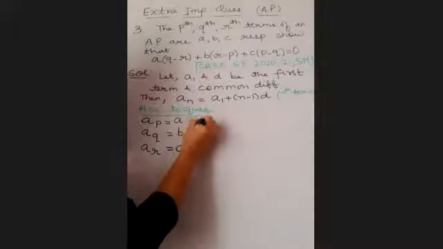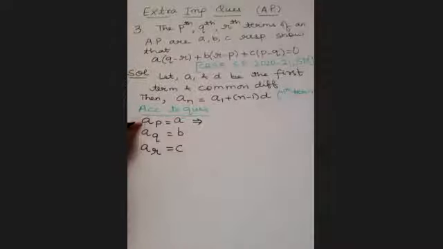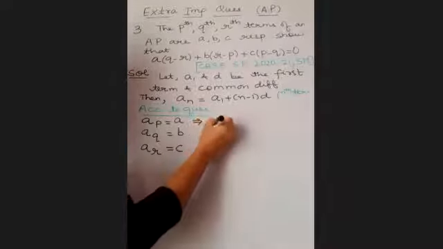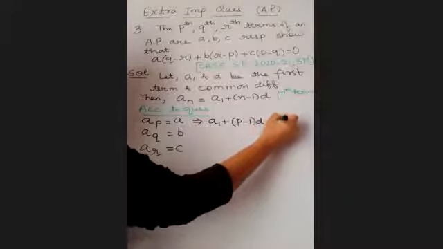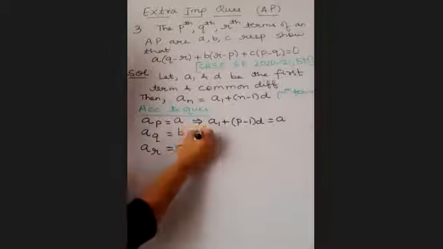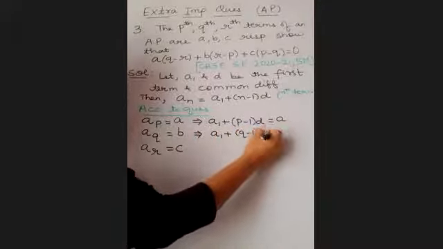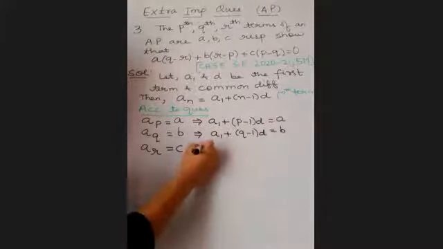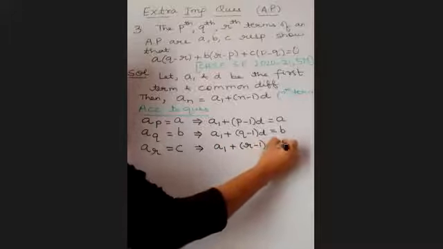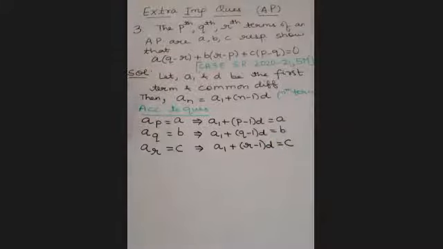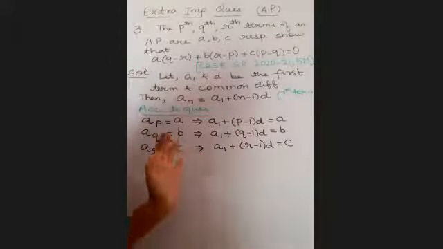Now, what does it mean? a1 plus (n minus 1)d. So how can we put ap? a1 plus (p minus 1)d. Just that the variable is being changed. Likewise, aq is a1 plus (q minus 1)d, which is b. And ar is a1 plus (r minus 1)d. We just replace n by p, q and r. Clear, children? Now we have to prove this thing.